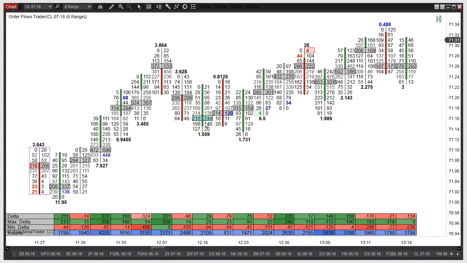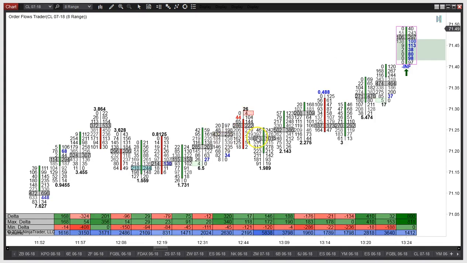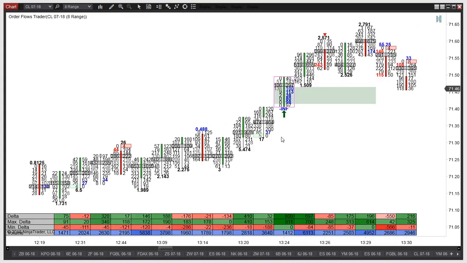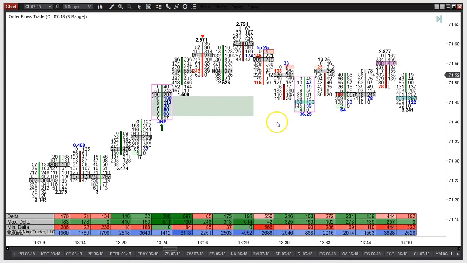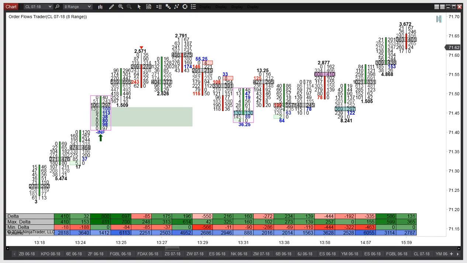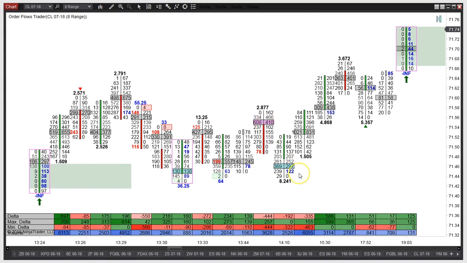Got a bullish point of control here, just goes sideways a little bit, starts working its way up. Here you've got the sweep, the zero prints coming in. Now you're running about 1:30 in the afternoon. Things are sort of quieting down. You've got two bearish ratios followed by two bullish ratios. Same with the point of controls.